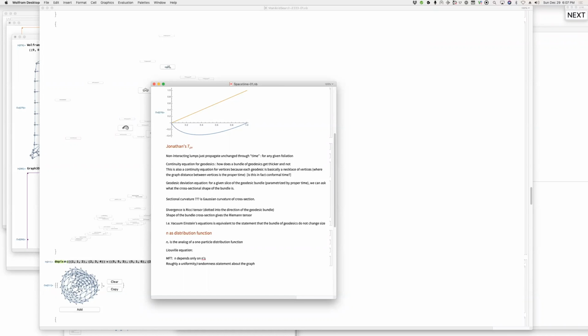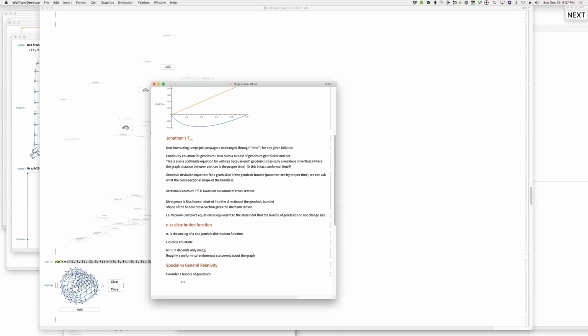Well, you're saying the bundle in first order. Okay, so special versus general relativity. Okay, so special relativity, consider a bundle of geodesics. Okay, so special relativity says all the bundle is unchanged, yeah, throughout all of space and time. It's always a times t to the n thing.